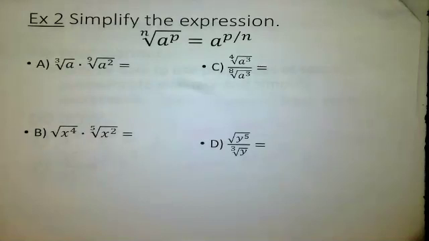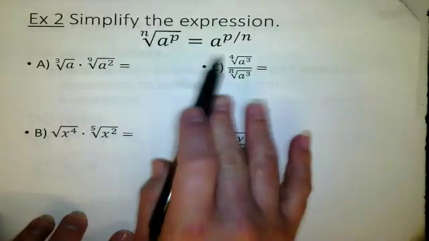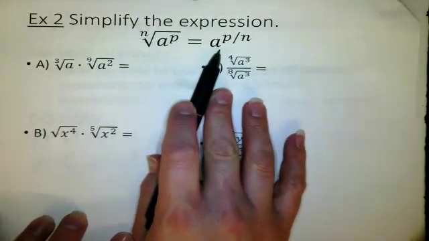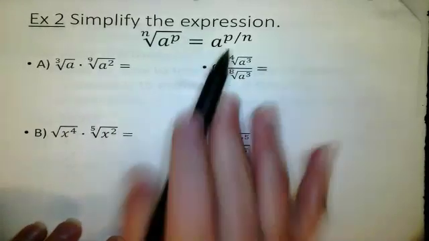Example 2, simplify the expression. The only difference here is that they gave it to us in radical form. I don't like radicals. They're actually much harder to work with. So instead of radicals, we want to rewrite them as rational exponents.